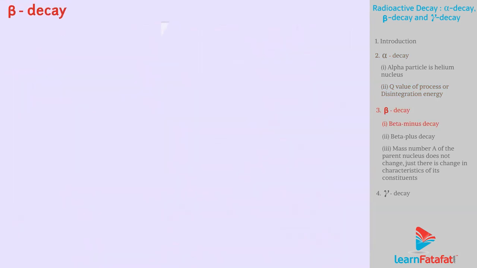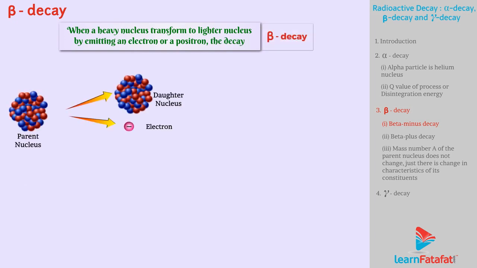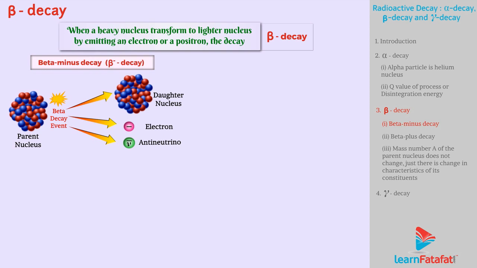Beta decay. When a heavy nucleus transforms to a lighter nucleus by emitting an electron or a positron, the decay is called beta decay. If the electron is emitted by the nucleus along with an antineutrino, then the beta decay process is beta minus decay. Here is an example of beta minus decay.